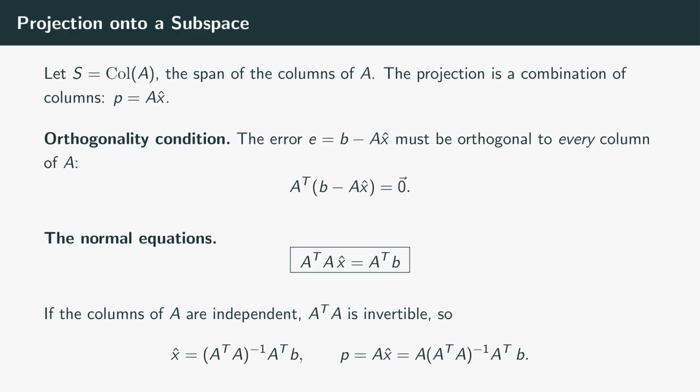If the columns of A are independent, the matrix A transpose A is invertible, so we can solve: x hat equals the inverse of A transpose A times A transpose b. Multiply by A to get the projection itself: A times the inverse of A transpose A times A transpose times b. There's our projection matrix sitting between b and the answer.